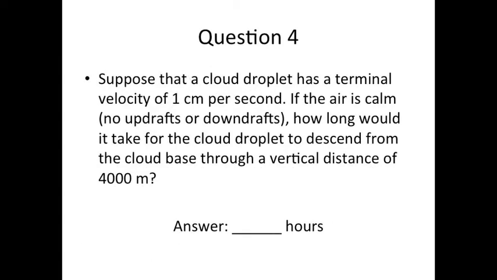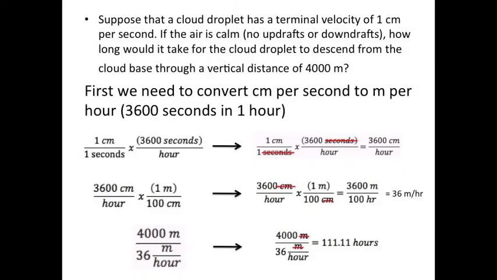Now for question 4. Suppose that a cloud droplet has a terminal velocity of 1 centimeter per second. If the air is calm, which means no updrafts or downdrafts, how long would it take for the cloud droplet to descend from the cloud base through a vertical distance of 4,000 meters? First, we are going to want to convert centimeters per second to meters per hour, since the height given is in meters and the answer is asking for hours.